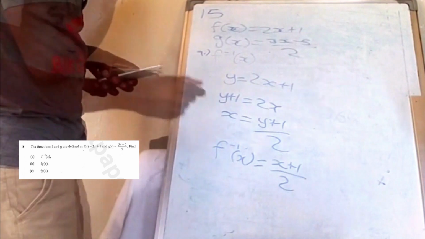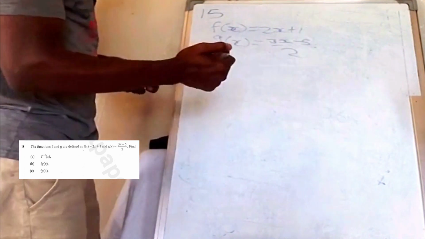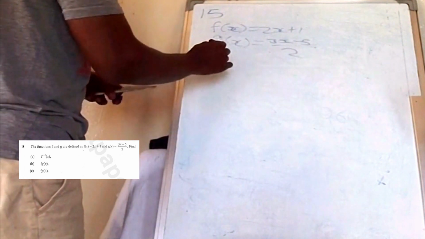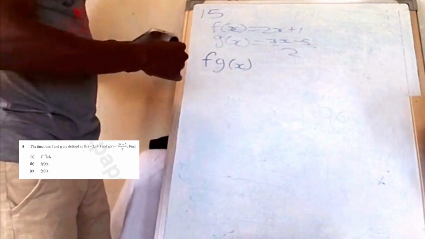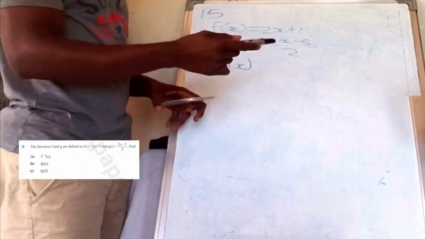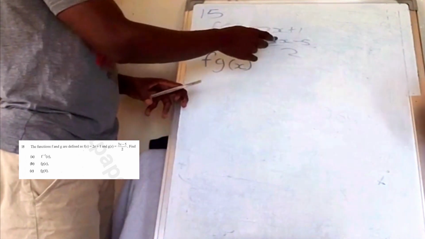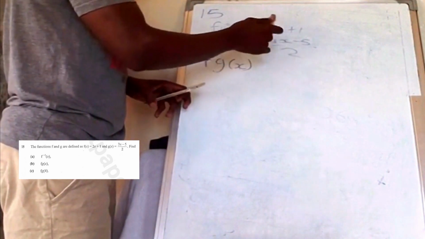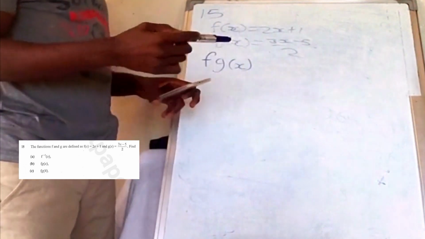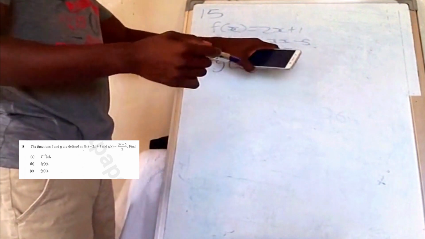The next question is asking us to find fg of x. So we're dealing with composite functions. It's simply telling you to say in f of x, where there is x, replace it with g of x.